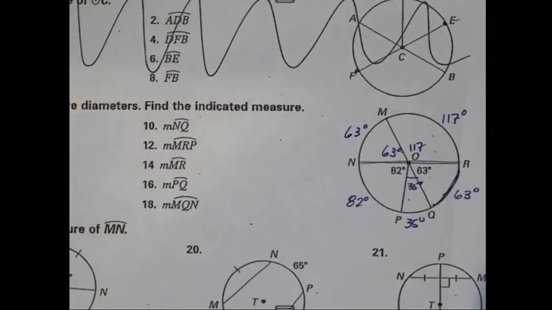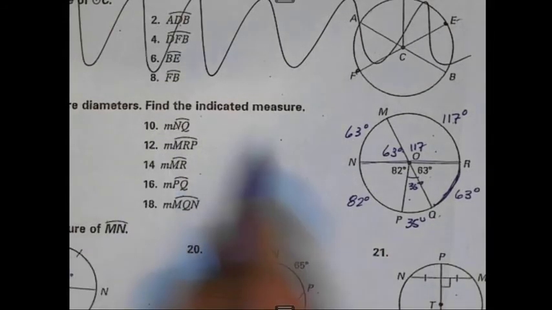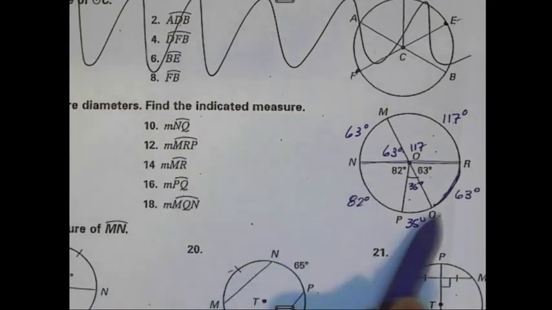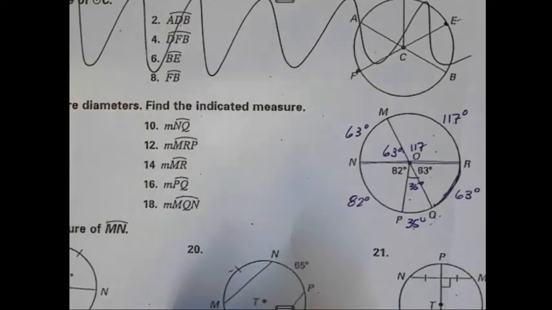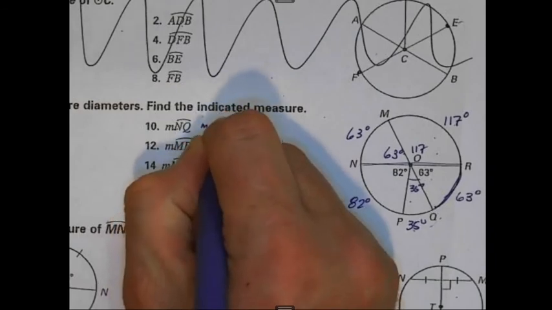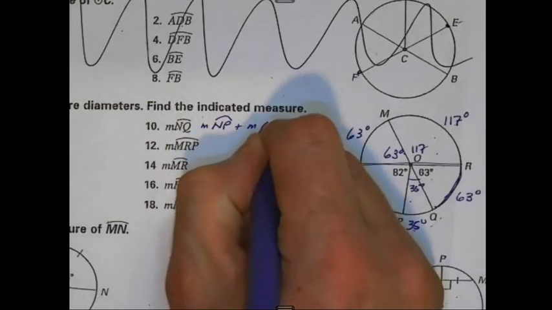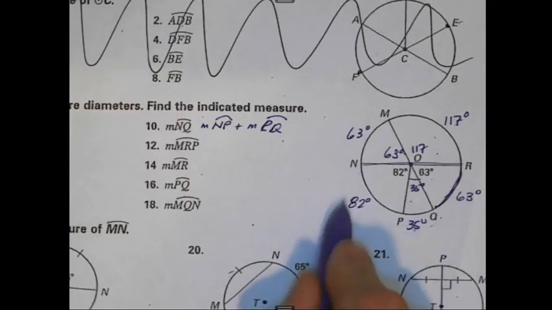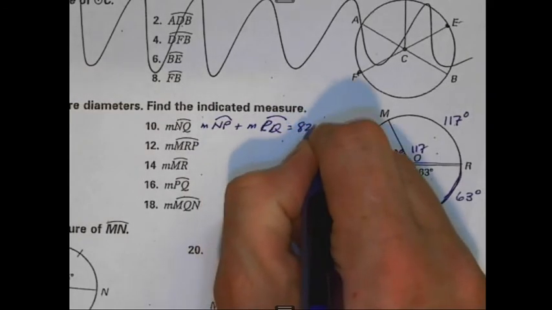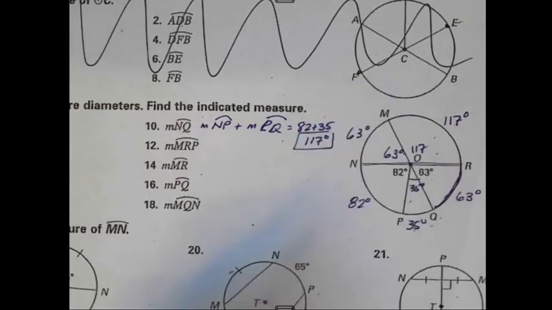Okay, where's N to Q? Well, N to Q is a minor arc, so it has to be less than 180. So I don't want to go this way. I want to go this way. So what I have to do is add the measure of arc N to P plus the measure of arc P to Q. And here I have 82 and 35, which is 117 degrees.